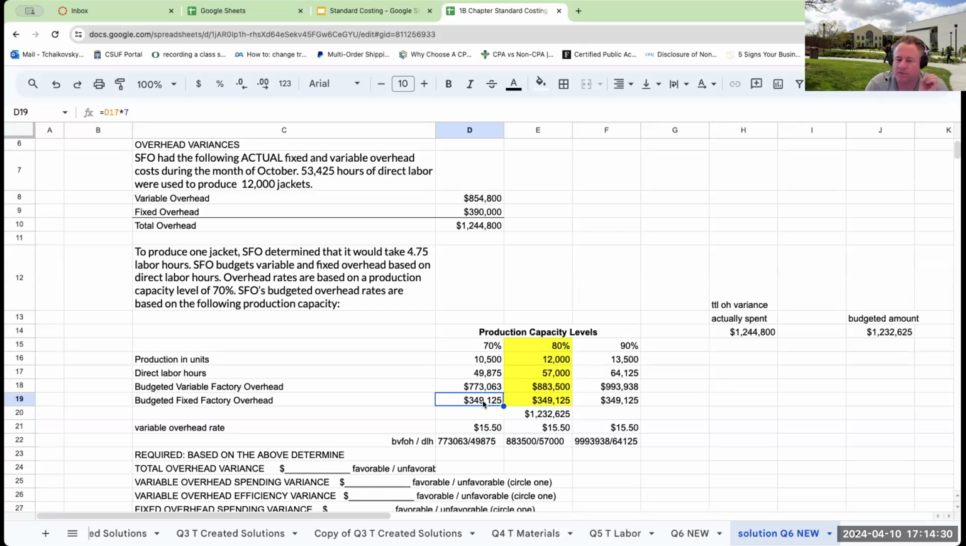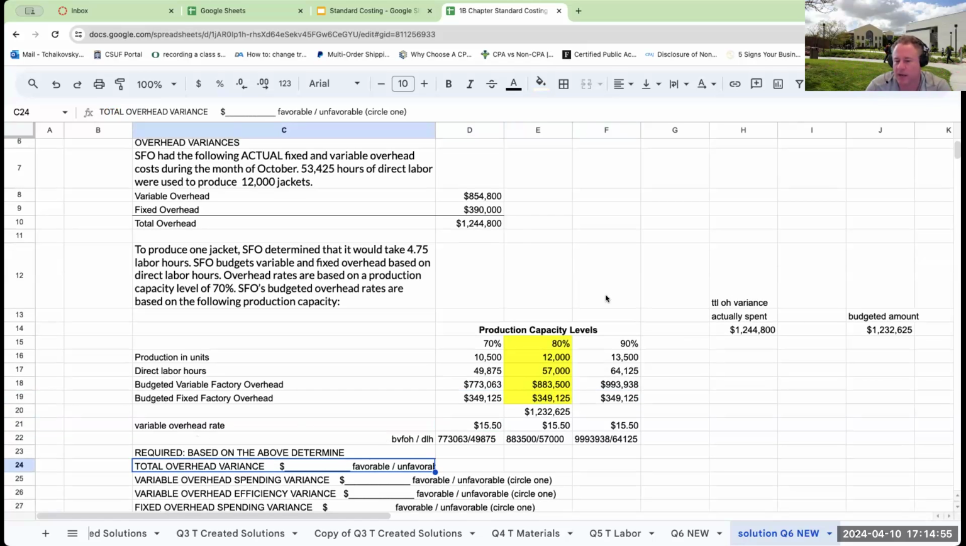But when we look at the fixed overhead rate, the fixed overhead is the same at every level, which it should be because it's fixed. But again, what we should be concerned with first is we first need to compute the total overhead variance. And this is a very important number because it's going to help us determine whether or not we're getting the question correct.